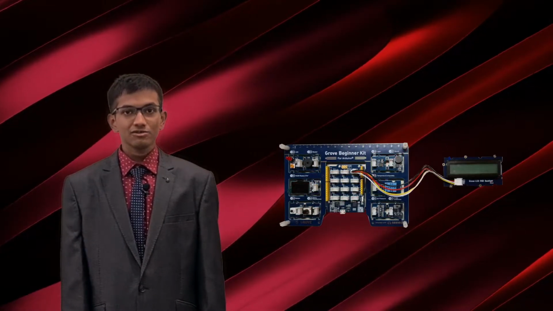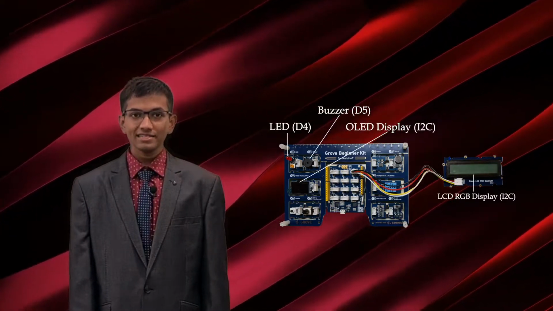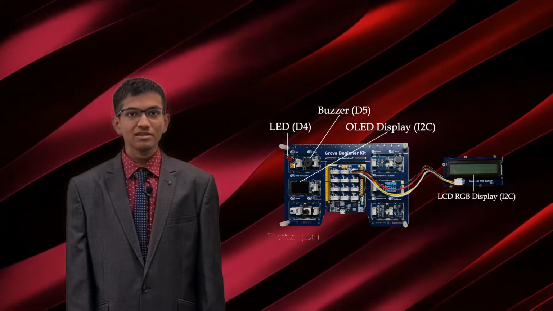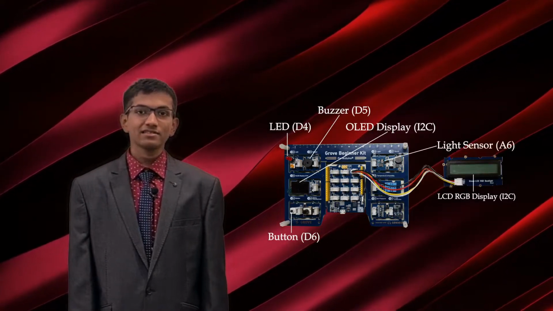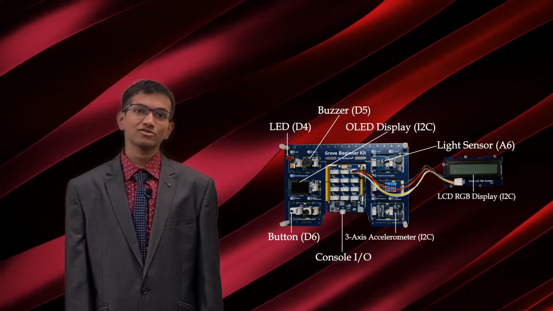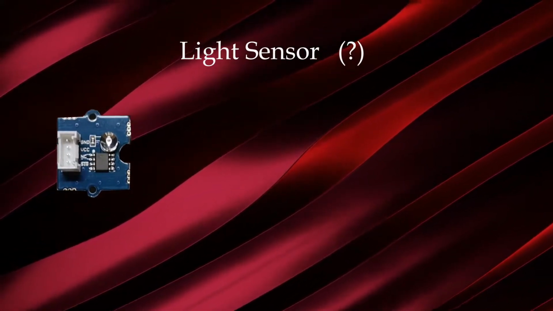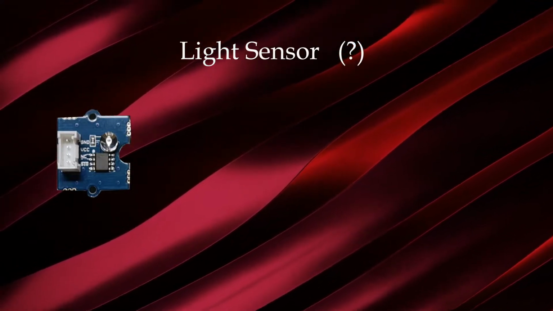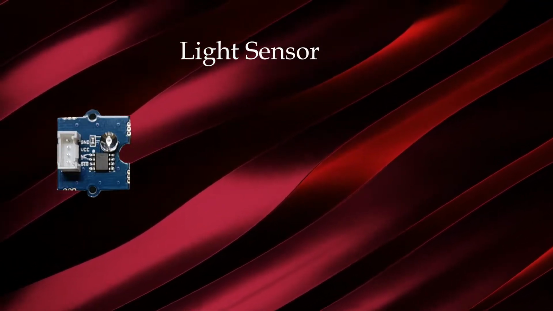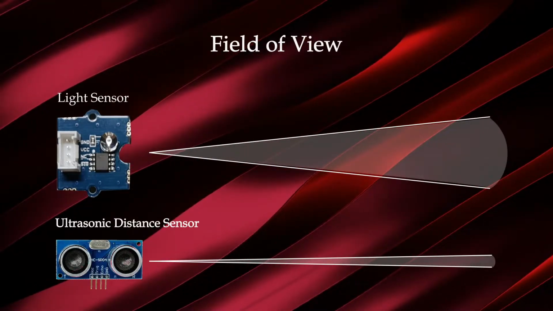Let us now take a closer look at the system with its inputs and outputs. We have the LED buzzer, OLED display, LCD RGB display as outputs, and the button, the light sensor, and the 3-axis accelerometer as inputs. We also have the console input and output. The reason why a light sensor is used rather than an ultrasonic distance sensor module is because a distance sensor can be too focused in one particular field of view.